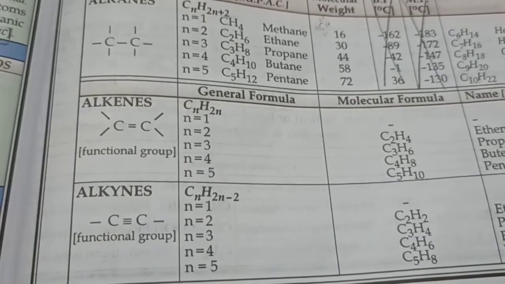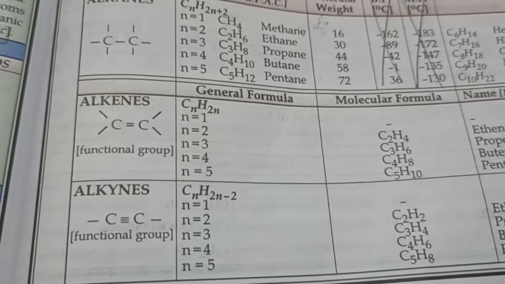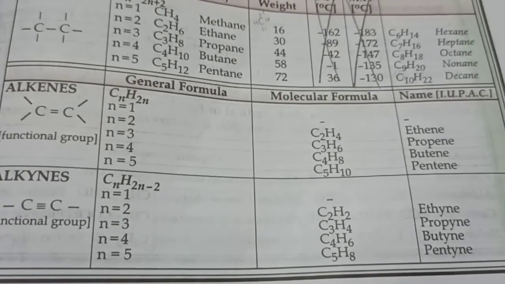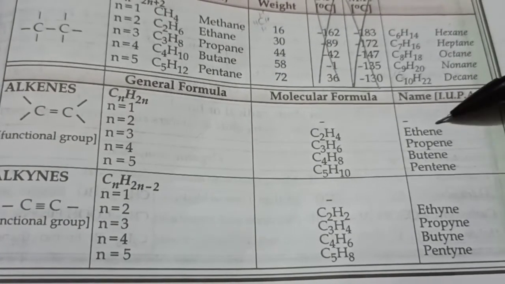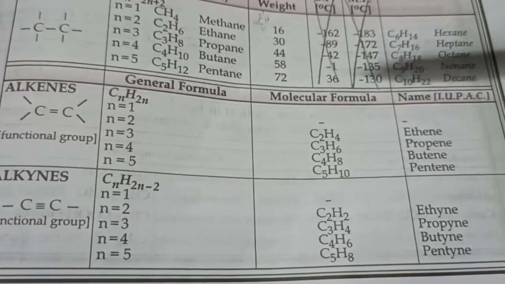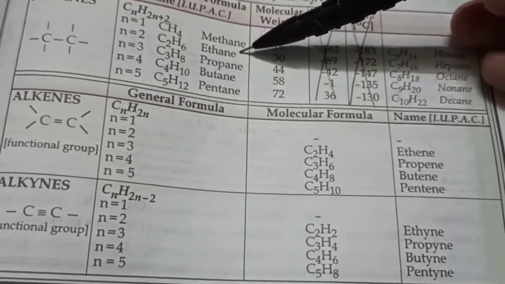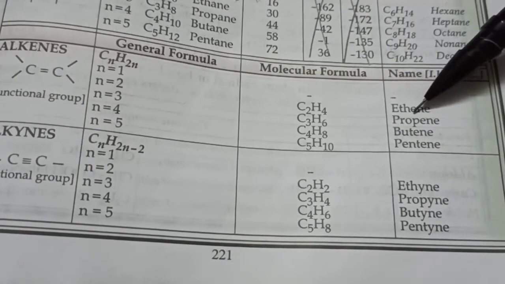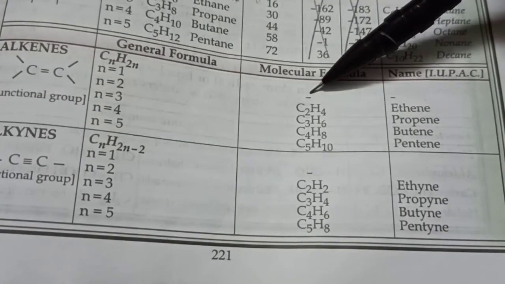So coming back to the homologous series of alkenes, we have ethene, propene, butene, pentene, hexene, heptene, and so on. Interestingly, we don't have methane. For alkanes, we started with methane, but for alkenes, we are not starting with methane, we are starting with ethene. Why do we start with 2 carbon atoms? Why not 1 carbon atom?